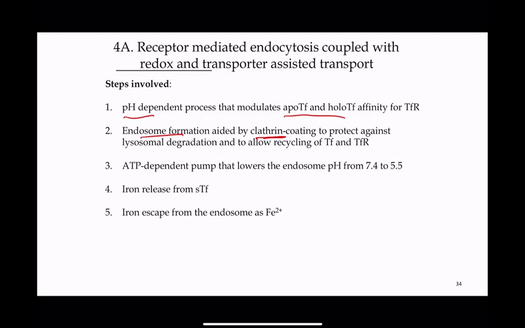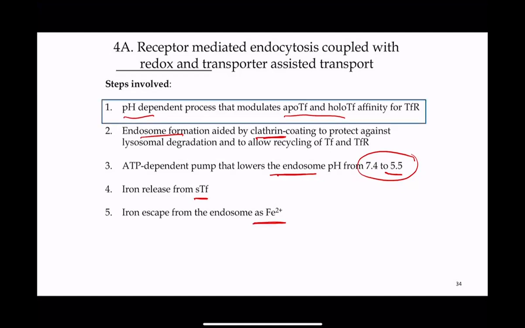Another key important point is the actual endosome process, where there's a critical pH change from 7.4 to 5.5. That's what I was saying to you, that the pH of 5.5 is actually really important, and this is what we're going to focus on here. And then the steps of release of the metal from the protein, and then the iron escaping from the endosome, but escaping as iron 2+, no longer as iron 3+. All right, so these are the steps we're going to keep in mind.